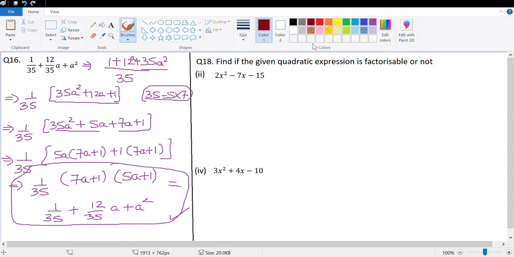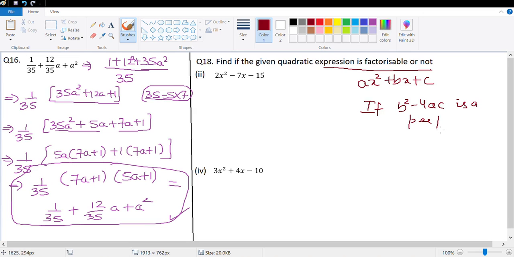That brings me to question number 18. It says find if the given quadratic expression is factorizable or not. So ax square plus bx plus c is factorizable only if b square minus 4ac is a perfect square. Right? It is factorizable by splitting the middle term only if b square minus 4ac is a perfect square. So let's look at this question.